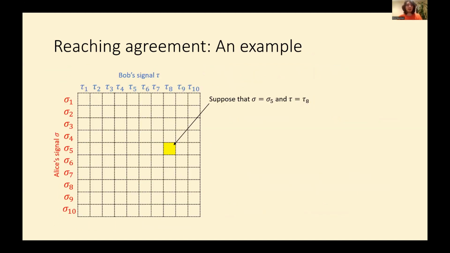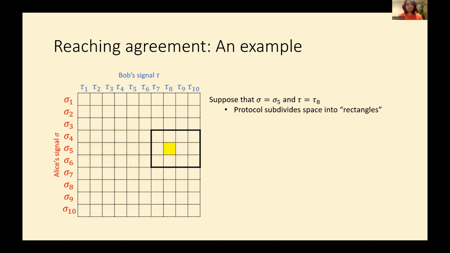As an example, suppose that Alice and Bob each have 10 possible signals, and that in fact, Alice's signal is sigma 5 and Bob's signal is tau 8, as illustrated by this yellow cell. Now, Alice begins by communicating some partial information about sigma. So let's say that Alice says that sigma is one of sigma 3 through sigma 7. Then Bob communicates partial information about tau. So maybe he says that tau is one of tau 7 through tau 10. Then Alice responds saying that sigma is one of sigma 4 through sigma 6, and at this point we will say that the protocol ends.